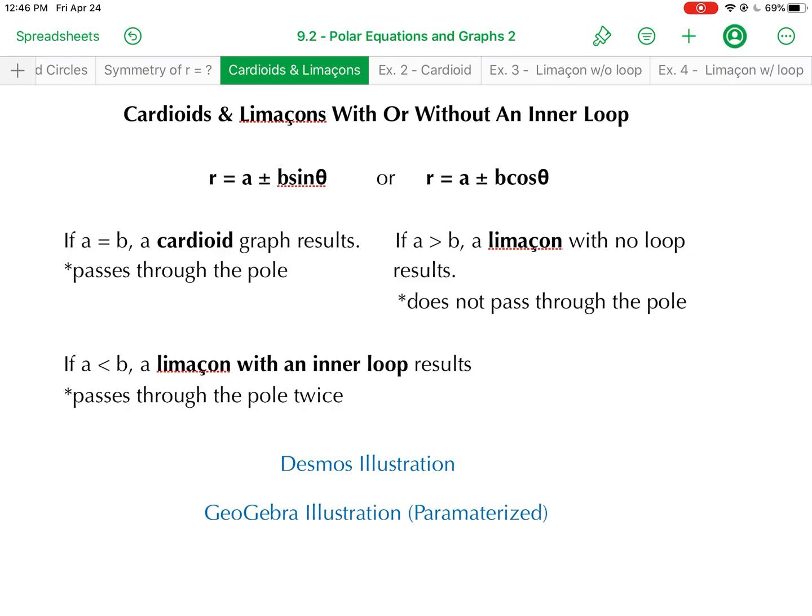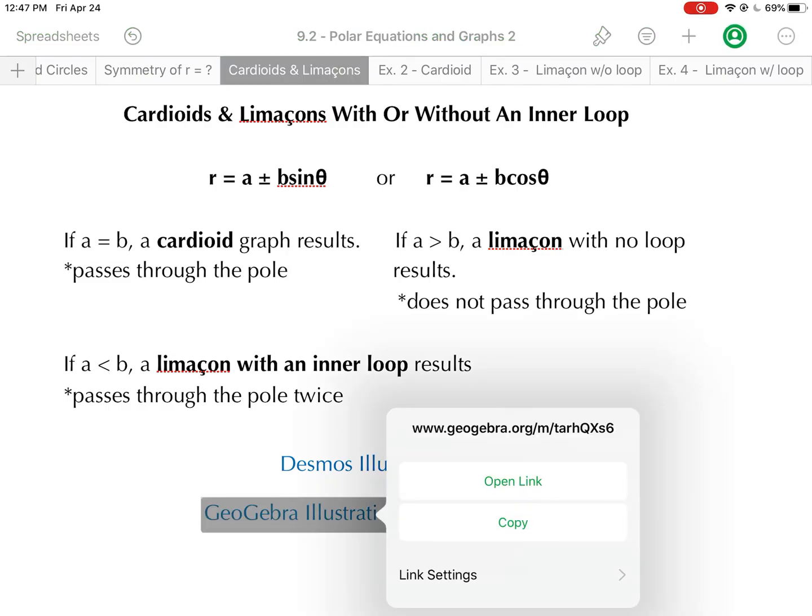And lastly, if you switch it and you make a smaller than b, you're going to end up with a limaçon that has an inner loop. And the big idea behind this graph is when you sketch it out, you're going to have to pass through the pole twice. So let's illustrate each one of these for you. I'm going to use the GeoGebra link here.